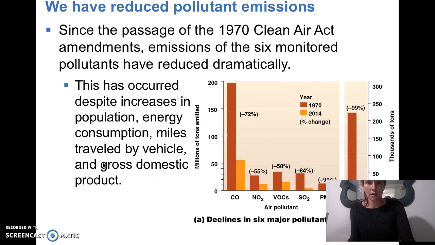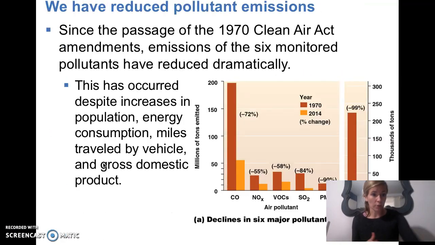So those are the six main pollutants that are human caused. But we have actually really reduced pollutant emissions since 1970 when the Clean Air Act was passed. They've reduced dramatically. And this has occurred despite increases in population, energy consumption, miles traveled by vehicle, and gross domestic product, because even though all those things are increasing, we have been able to just make cleaner cars and cleaner engines and things like that.